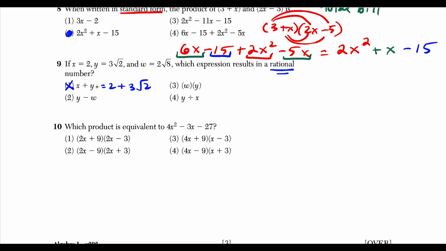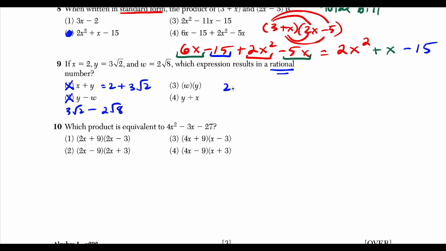So this is out. Now y minus w, that's going to give us 3 radical 2, an irrational number, minus 2 radical 8, which is another irrational number. And an irrational number minus an irrational number is irrational. So now we have w times y, and this is going to be the 1.